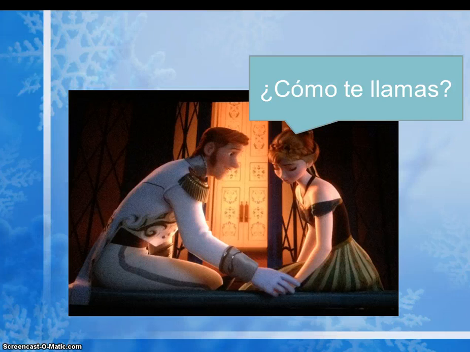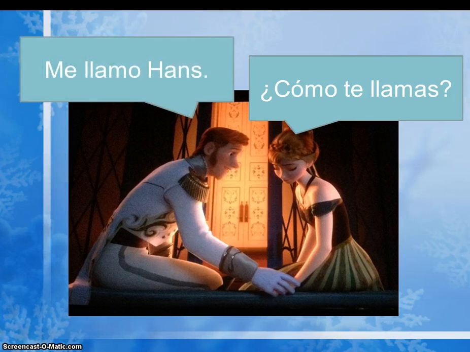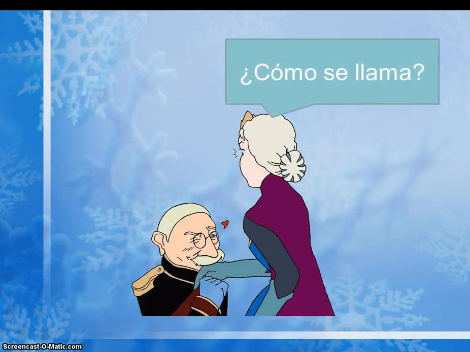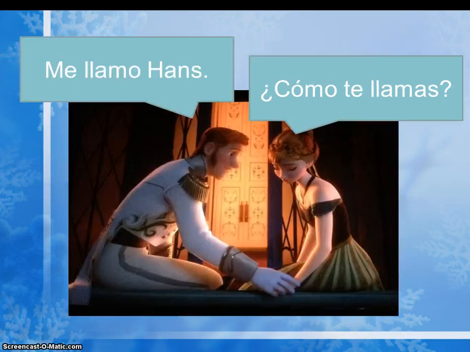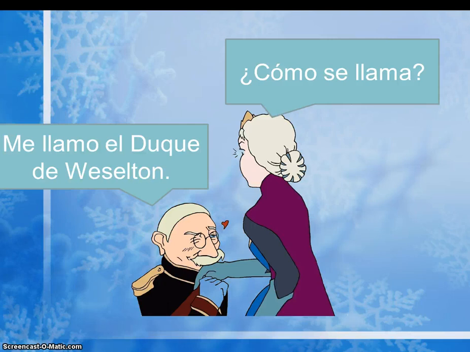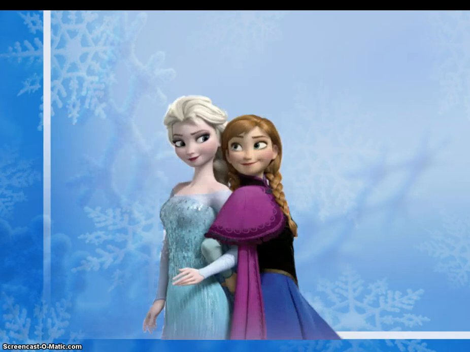So we have Anna. She starts off and says, como te llamas? Me llamo Hans. Okay. Then we have Elsa saying, como se llama? Me llamo el Duque de Wesselton. Wait a minute. Elsa says, como se llama? But then Anna says, como te llamas? We go back. What? Como te llamas? Como se llama? What's the deal with that? Well, let's watch and see if we can figure out the differences.